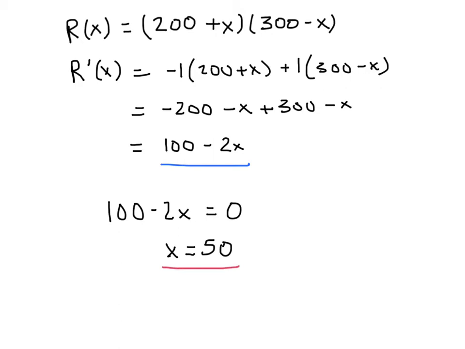To answer the question posed, to get the number of passengers, we need to do 200 plus 50, which is 250 passengers. And the price is going to be 300 minus 50, which would be, of course, $250 for the fare. And I think that addresses all the questions we've asked there.